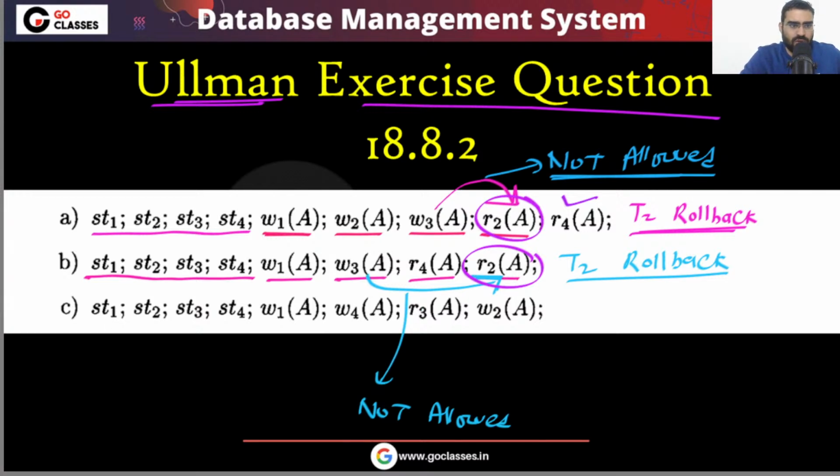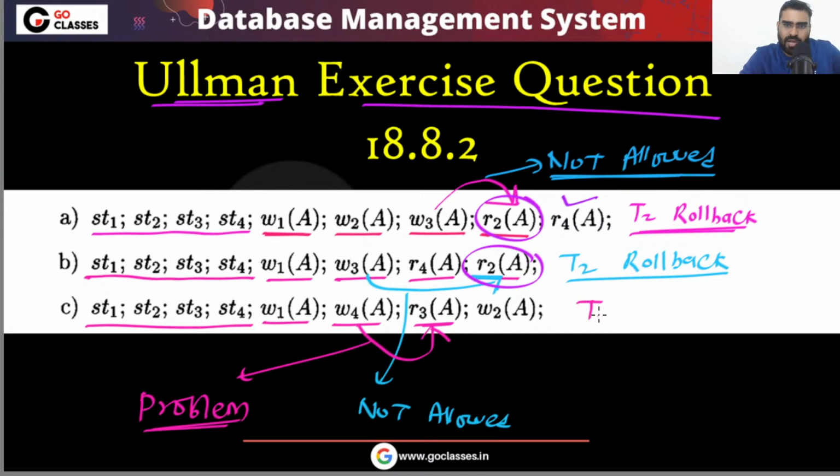Okay, let's move on. What about the next? 1, 2, 3, 4. Writing item A, then reading. This is also a problem, correct? Yes or no? So this is also a problem. So again, here T3 will roll back. First of all, you can see that T3 will roll back.